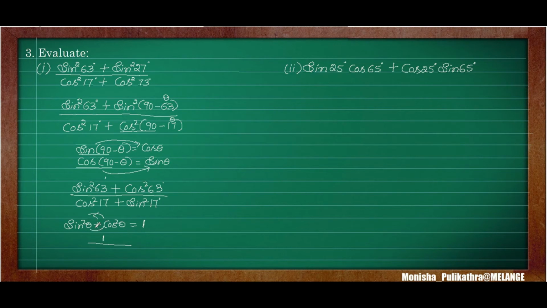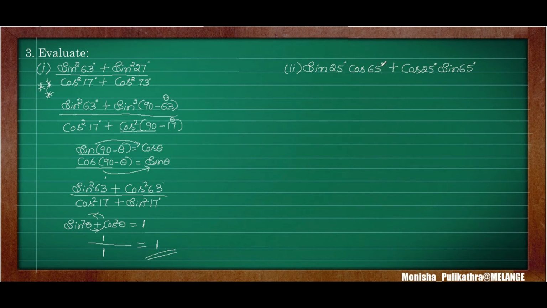It can be interchanged also. It is not only sine square theta plus cos square theta equal to 1; in the reverse form, cos square theta plus sine square theta is also equal to 1. So here cos square 17 plus sine square 17 is also equal to 1, and 1 over 1 is equal to 1. I hope you understood this. This type of problem is important; it usually comes in your board exam.